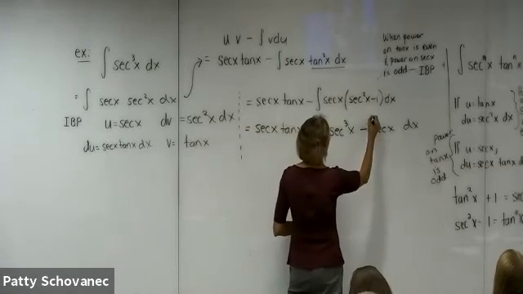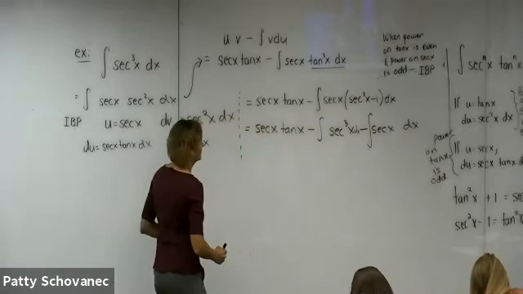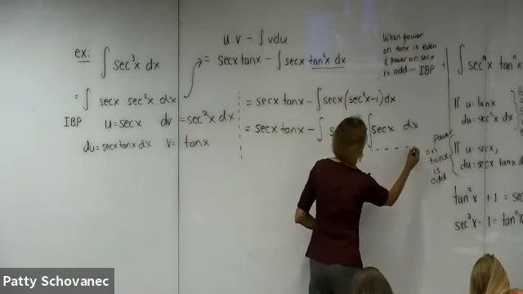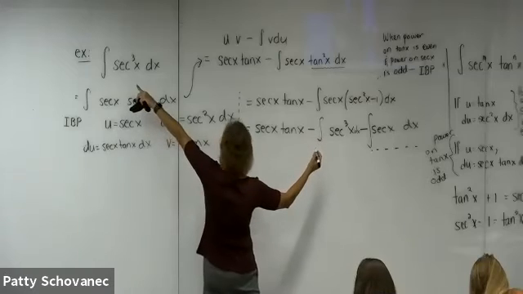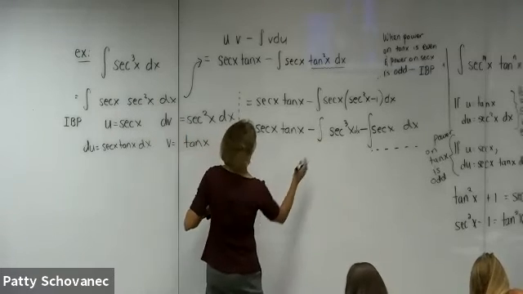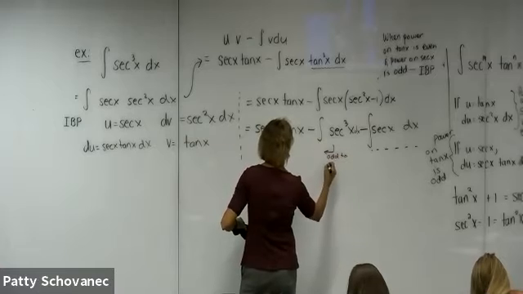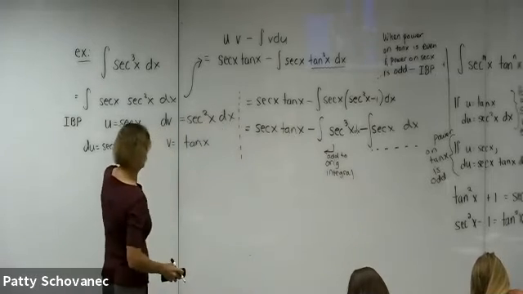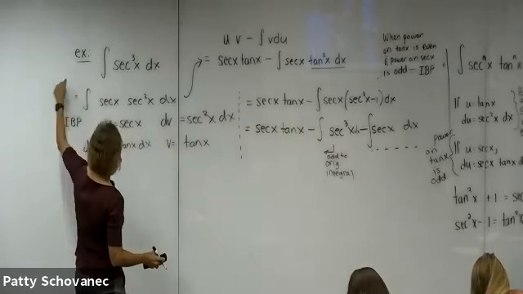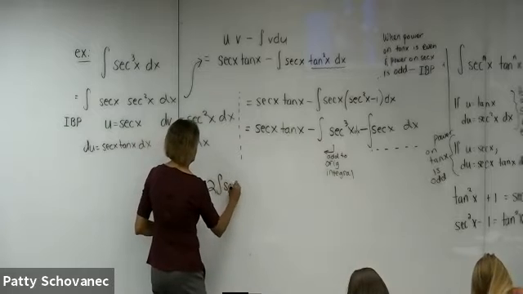I'm going to split that up as an integral on its own. That's right. So this one we know. This one is the same as the one that's over here. That one's over there, so I'm going to add it to the other side. Add to the original integral. When I add it to this one, I'm going to get 2 of them. So I have 2 times the integral of secant cubed of x.